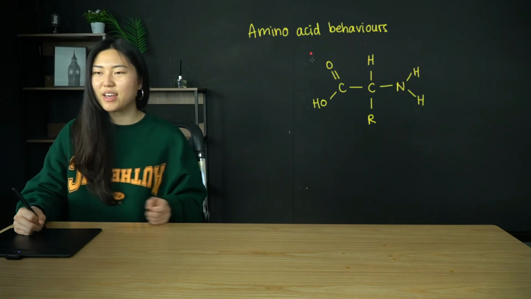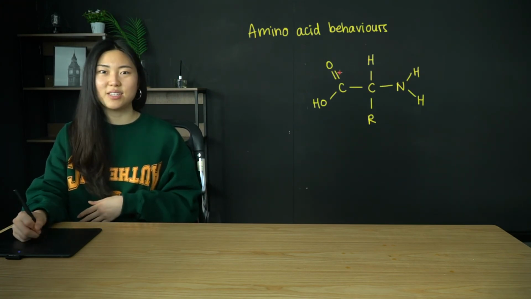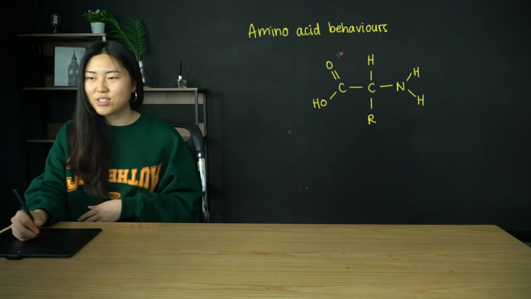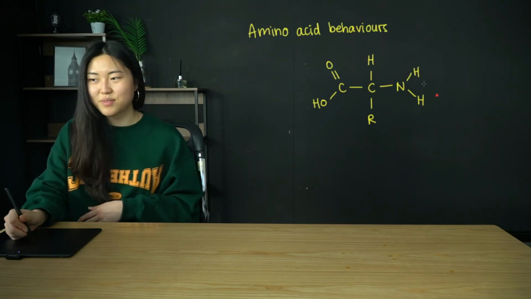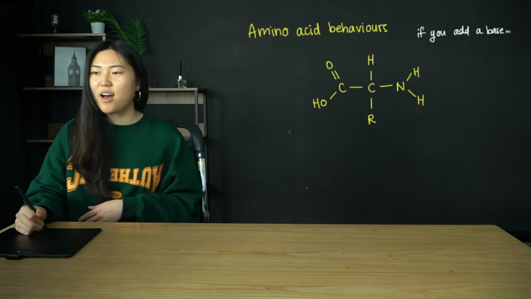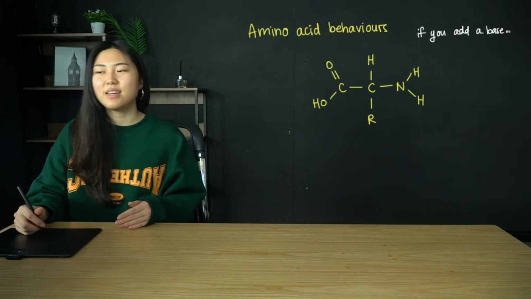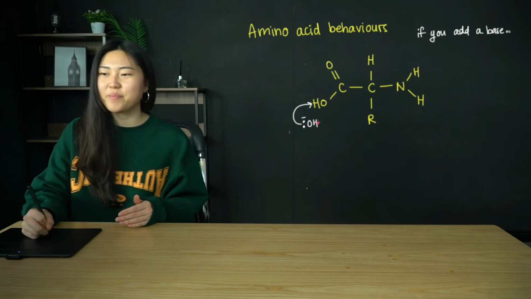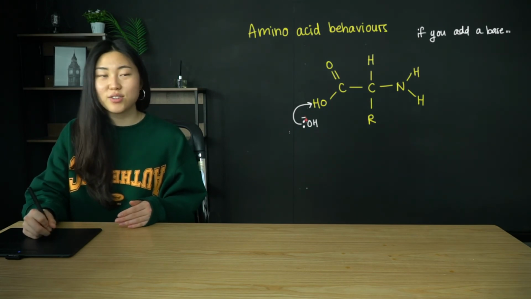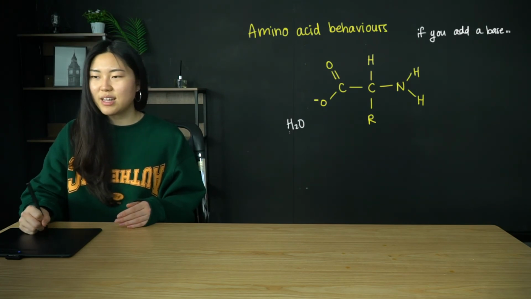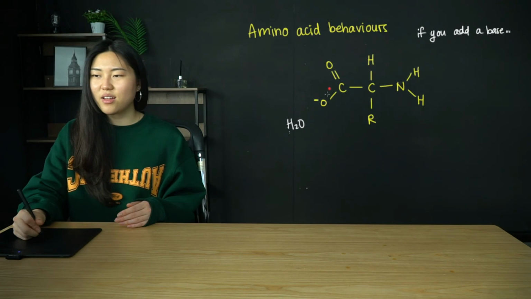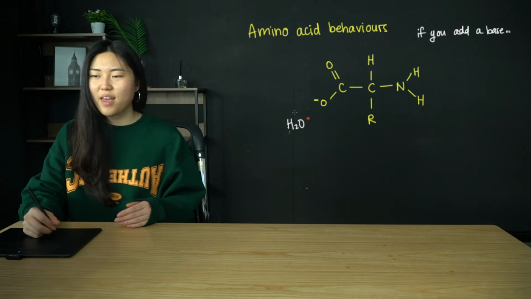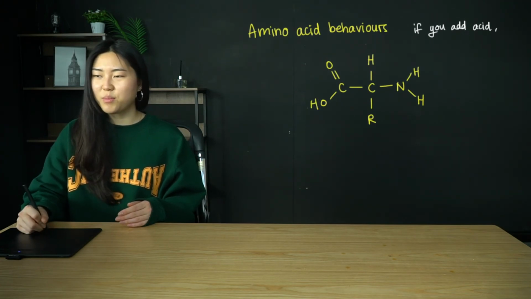So now we're going to look at the amino acid behaviors. So this is our amino acid, just like I mentioned, carboxylic acid over here, amine group over here. If you add a base, it's going to react with the acid group, obviously, right? The OH minus ion, hydroxide ion, is going to donate the lone pair from the oxygen and accept this H plus and give an ion structure like that. And we have the water molecule being removed.